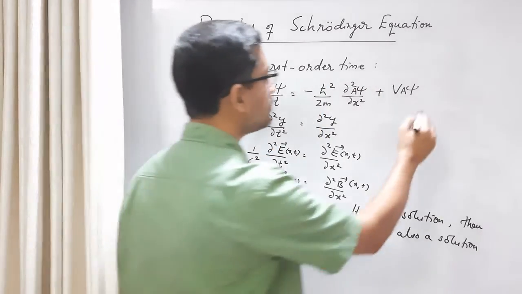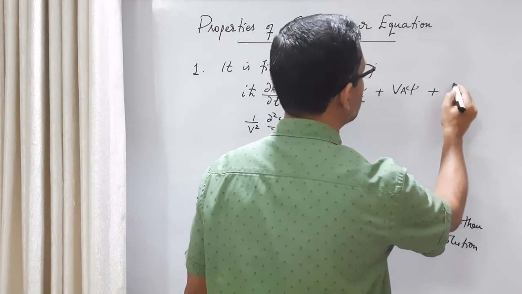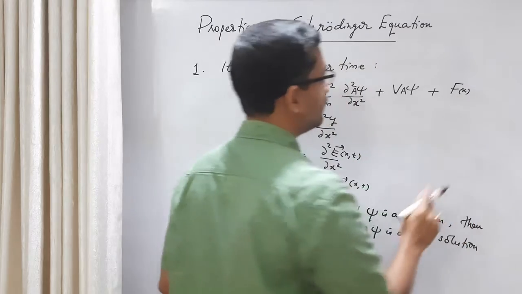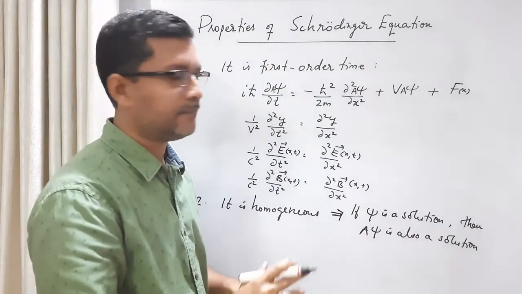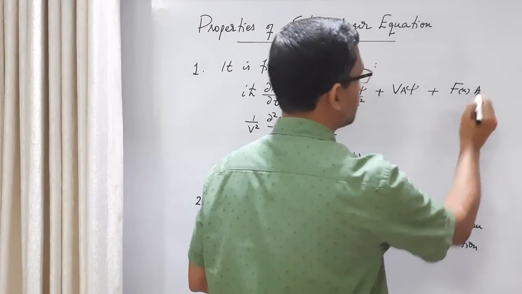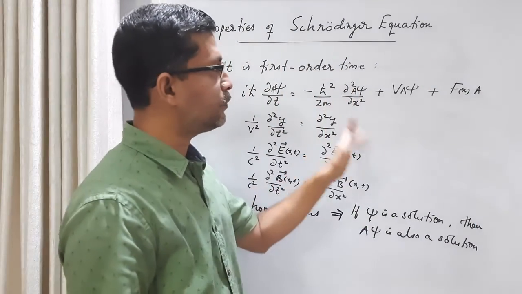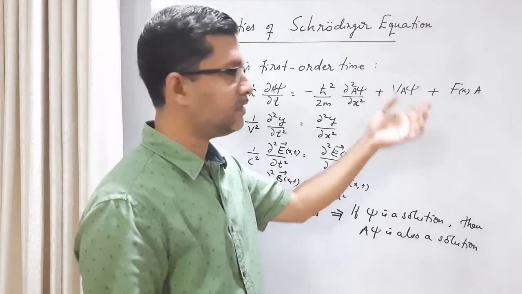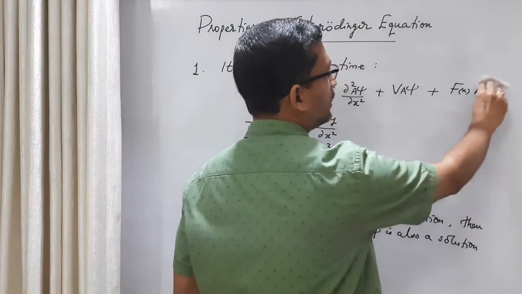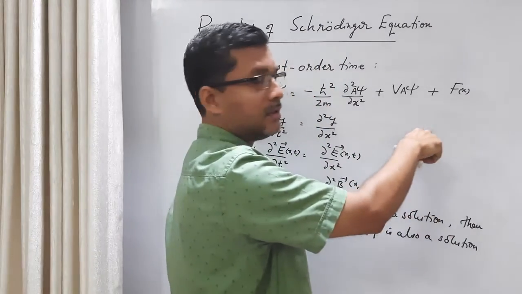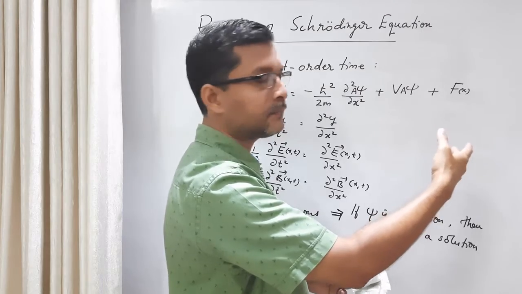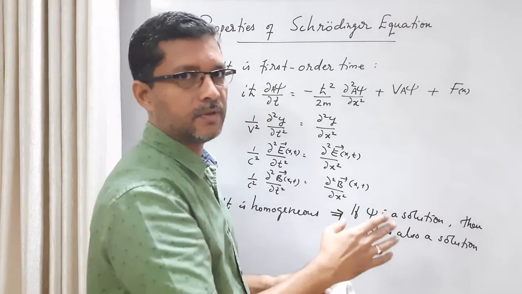On the other hand, suppose we had a term like this, let's say some f of x, which does not contain psi. Then if we multiply throughout with a, there is a term here. So now this equation is different from the previous equation. In the previous equation, this constant term contains only f of x. Now it contains f of x times a, an extra constant. So the equation has become different.